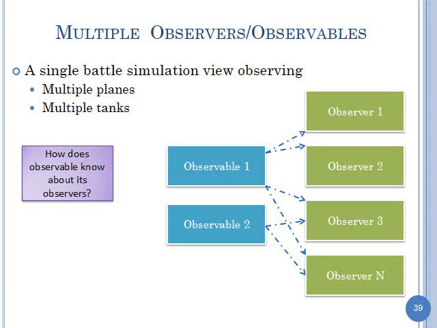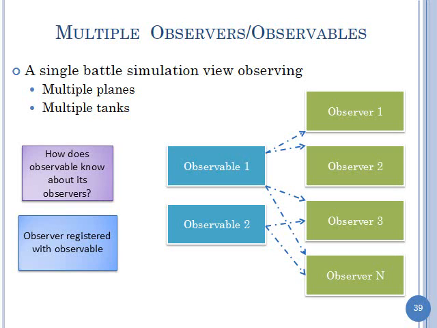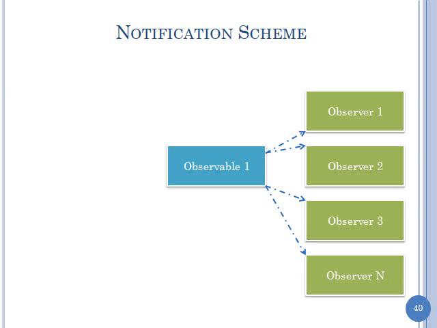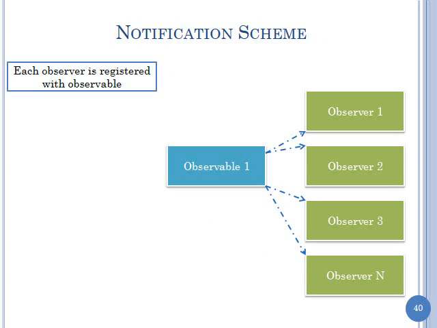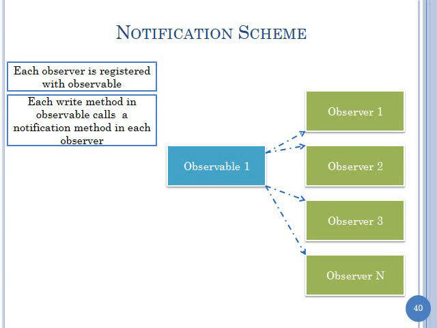There is some registration method. If you all want to get notifications about when I change a web page, you will somehow register with me, or maybe you'll enroll in a course, and I know about you. So we need to have each observer registered with an observable, and each write method in the observable calls a notification method in each observer. So now our write methods don't just do writes; they also notify observers.